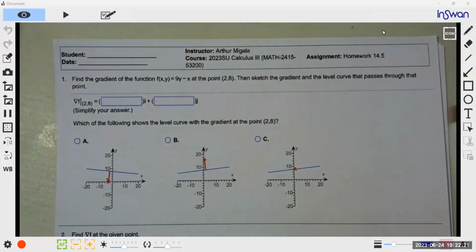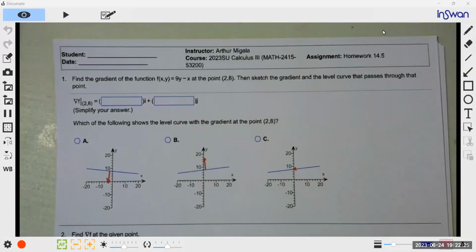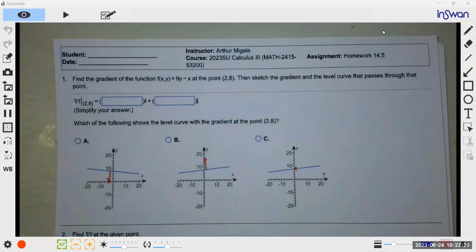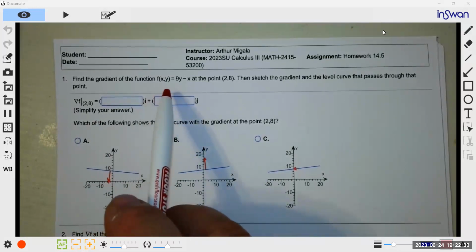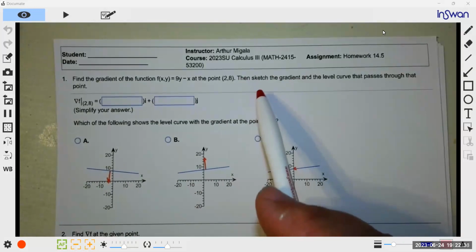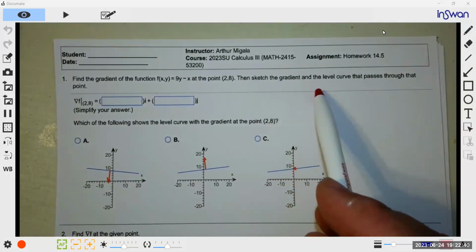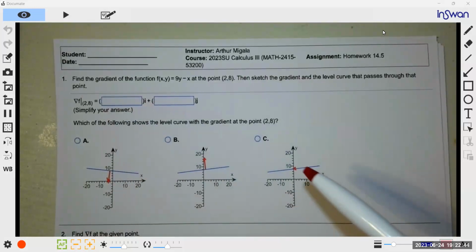Now we're going to do the homework assignments for chapter 14, section 5. And let's look at the first one. Okay, this first one says find the gradient of the function f of x, y equals 9y minus x at the point 2, 8. Then sketch the gradient and the level curve that passes through that point.